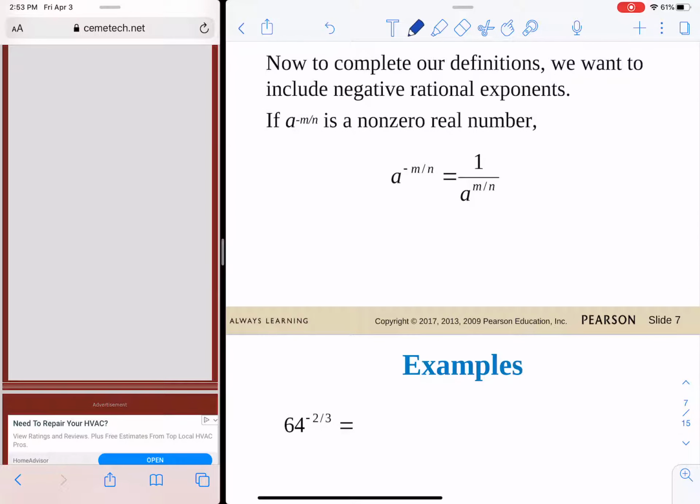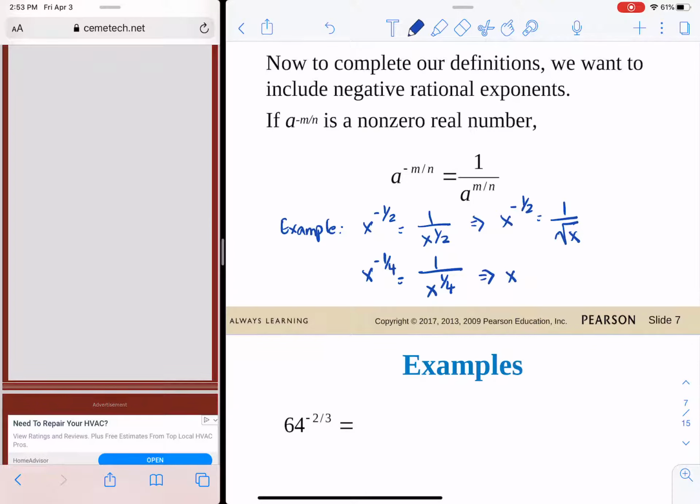So a simple property is that we could rewrite a raised to negative m over n as 1 over a raised to m over n. As an example, x raised to minus 1 over 2 is 1 over x raised to 1 over 2, which would mean x raised to negative 1 over 2 is 1 over the square root of x. x raised to negative 1 over 4 is 1 over x raised to 1 over 4, which would imply x raised to negative 1 over 4 is 1 over the fourth root of x.